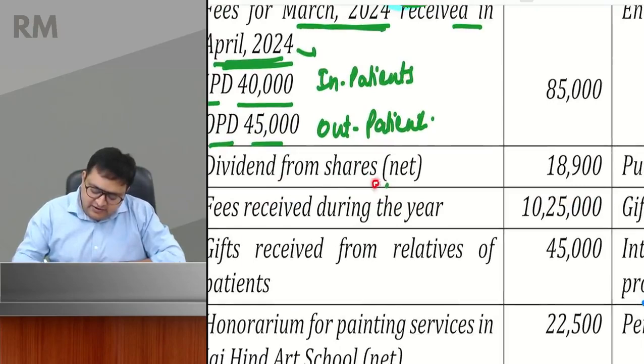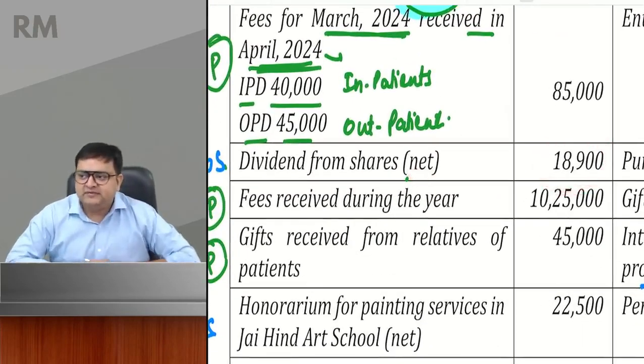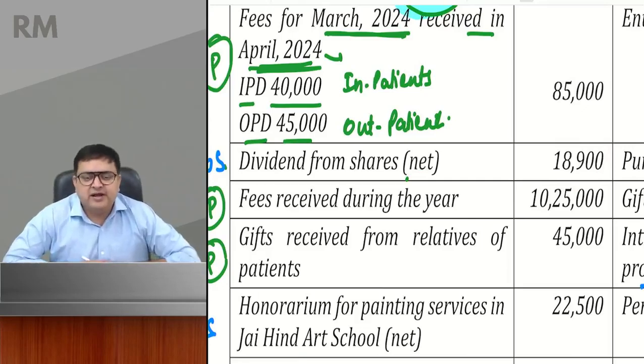18,900. Guys, what do you think? What is written over here? Net. So what does the word net mean? Now tell me how much dividend you will take in IFOS. 8,900 or something else? And what is that something else?